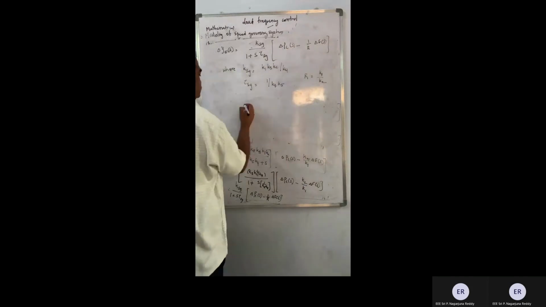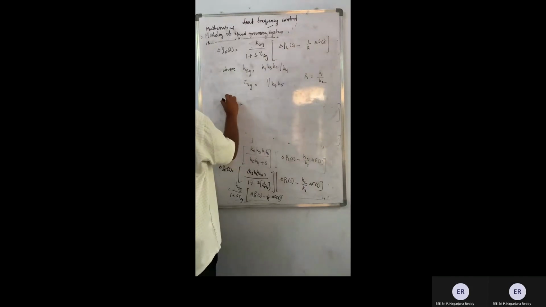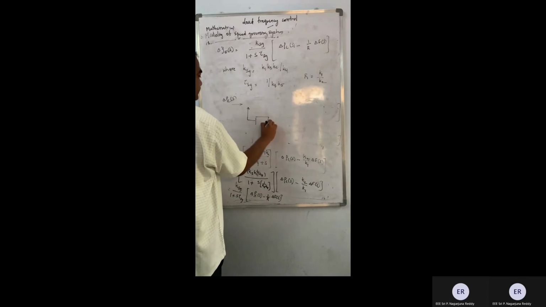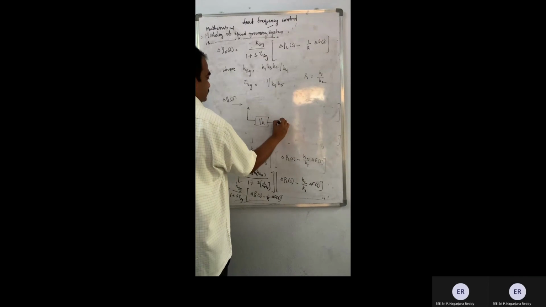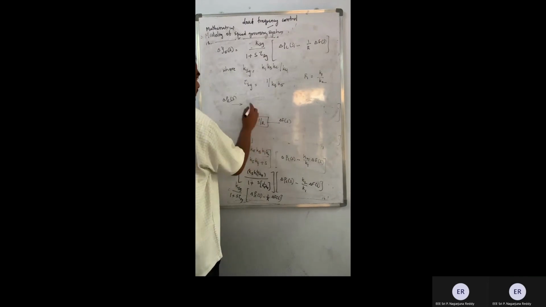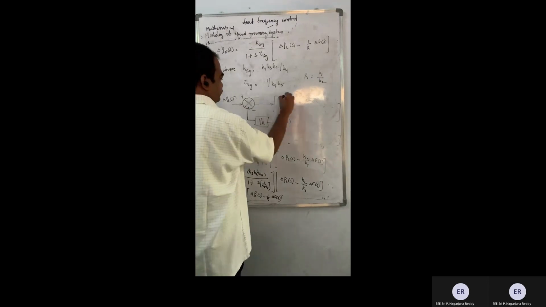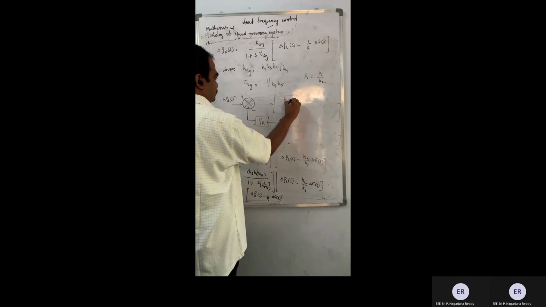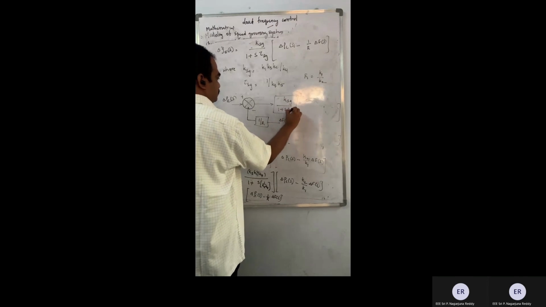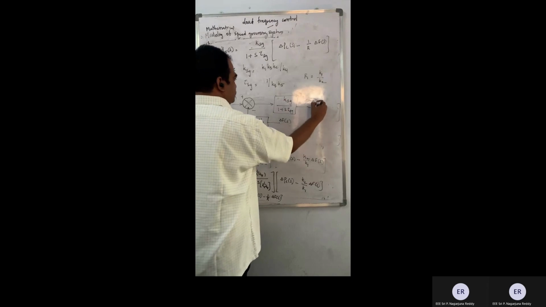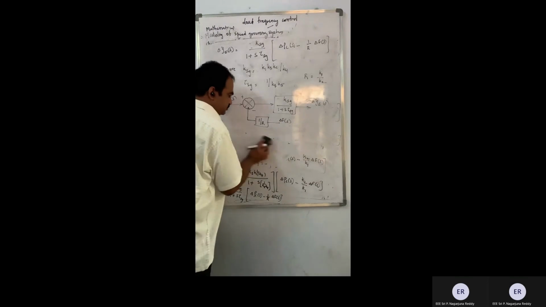Now, I do have two inputs. One is delta Pc of S. The other one is delta F of S multiplied by 1 by R. Both are to be summed. This is plus, this is minus. This is delta Pc of S minus 1 by R into delta F of S. So what is the output? Delta YE of S. This is the control system model.